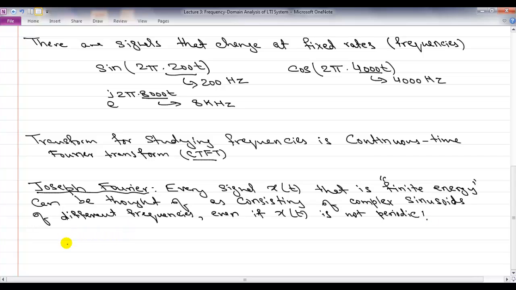Let me just define the meaning of finite energy. Finite energy in terms of continuous time signals means that if I take the absolute value of my signal, square it, and then take the integral, that in total is less than infinity. Okay. So if a signal satisfies this condition, it's bound to be made up of many frequencies. Okay.